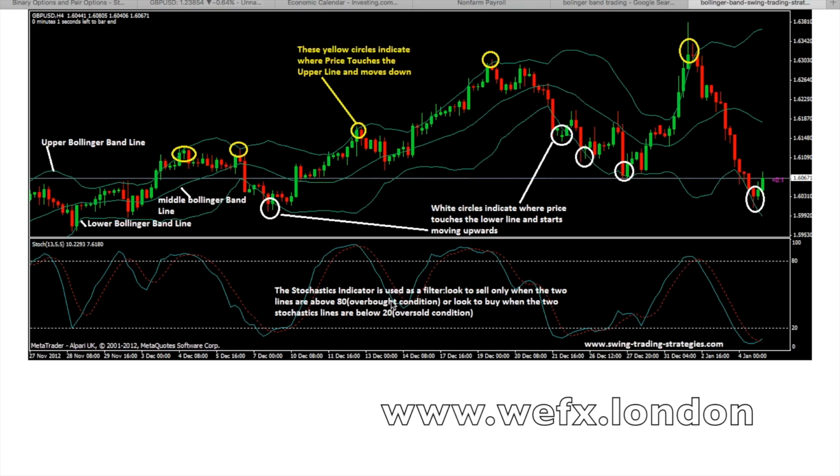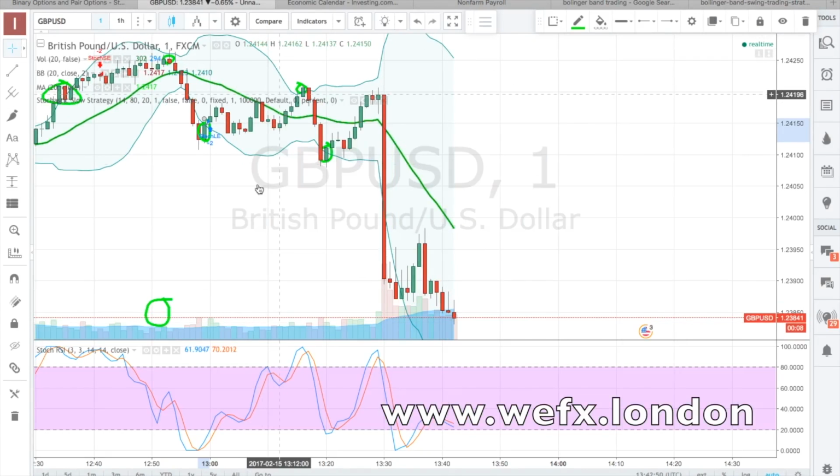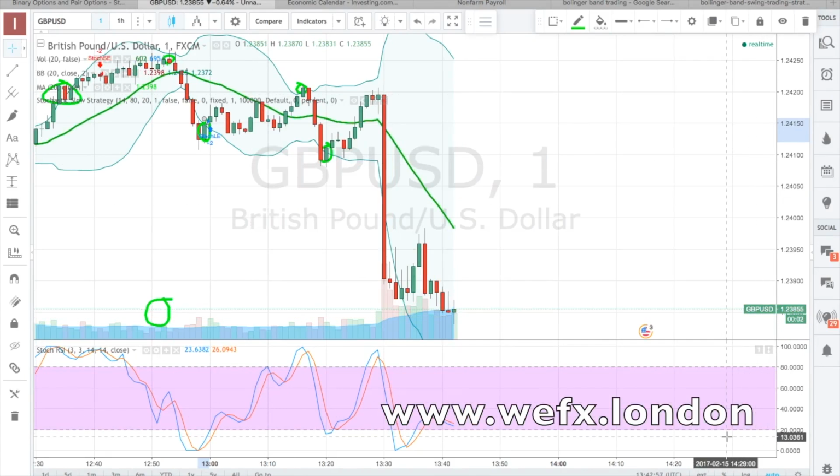The stochastic indicator is used as a filter. Look to sell only when the 2 lines are above the 80. That's overbought, as we mentioned before. Or look to buy when the 2 stochastic lines are below 20. Oversold. Okay, so he's got it set to 80-20. We're going to make sure ours is 80-20. So we've got 80 there, 20 there. Works out perfect for us, obviously.